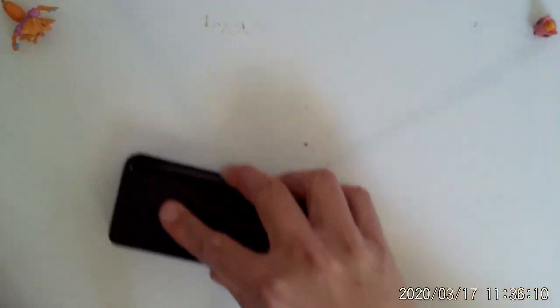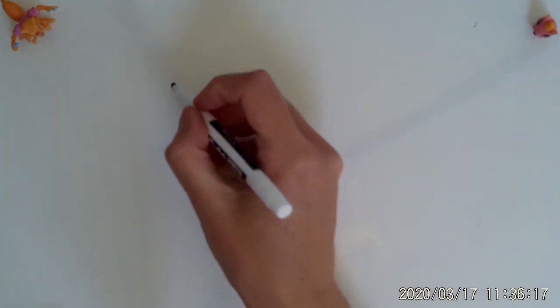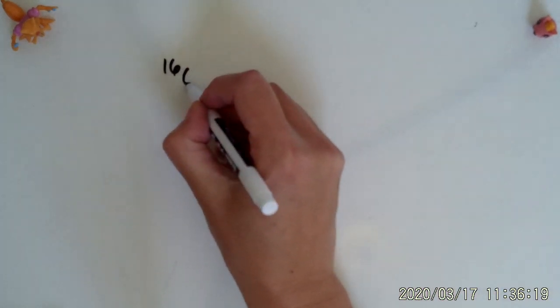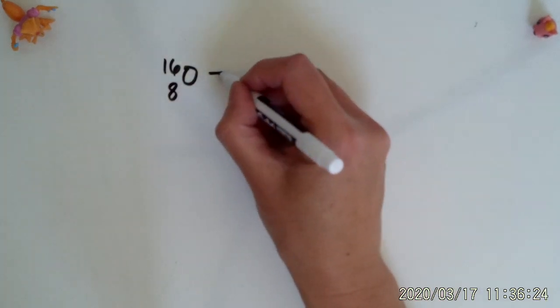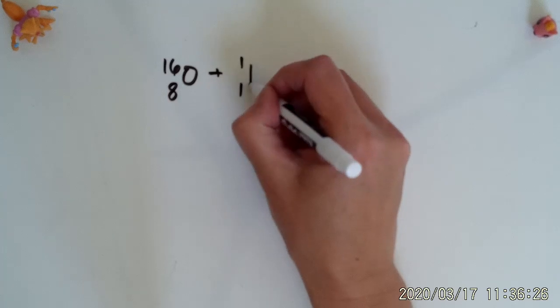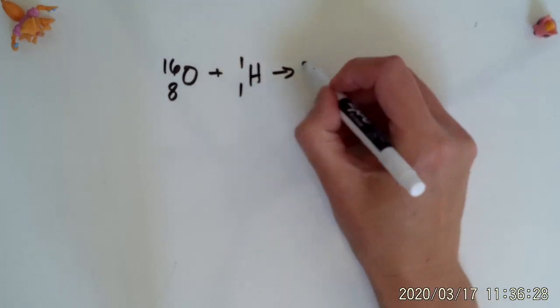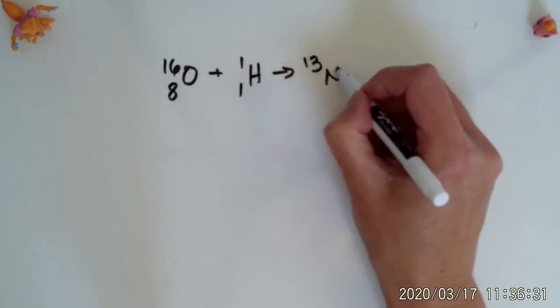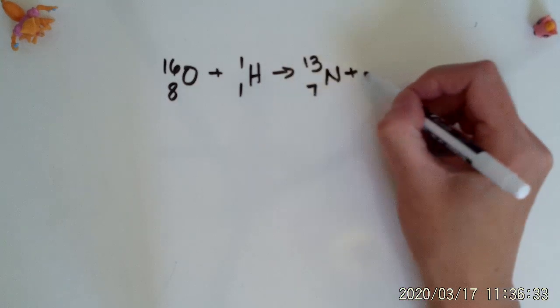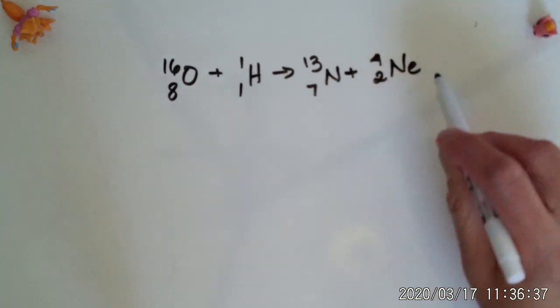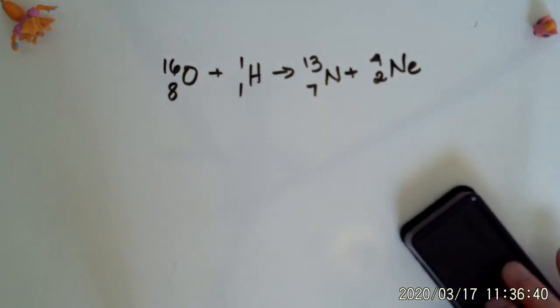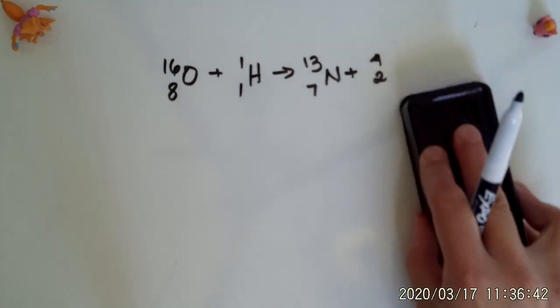So now that you know this, let's try to write the condensed version of this nuclear transmutation. I take oxygen 16, I bombard it with a proton, and what I get is nitrogen 13 and an alpha particle. Okay? An alpha particle is helium.